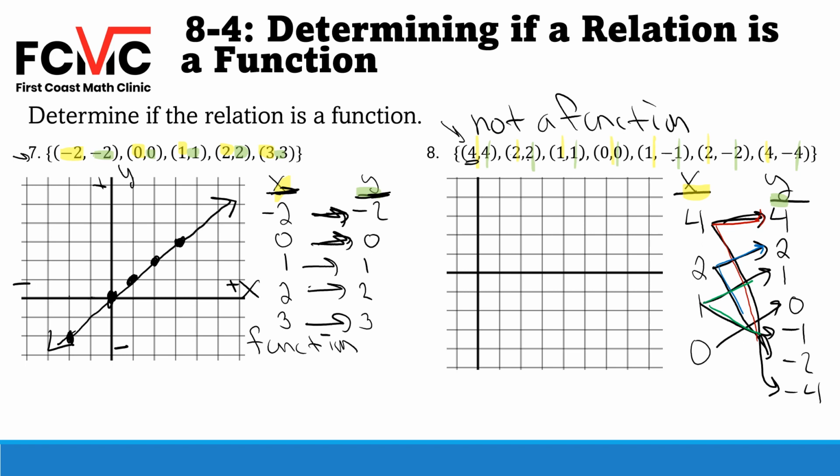Now let's see what this looks like as a graph, right? So we've got 4, 4. So again, x and y, 1, 2, 3, 4, 1, 2, 3, 4, 2, 2, 1, 1, and 0, 0, 1, -1, 2, -2, and 4, -4. So our graph is going to look something like this, okay?